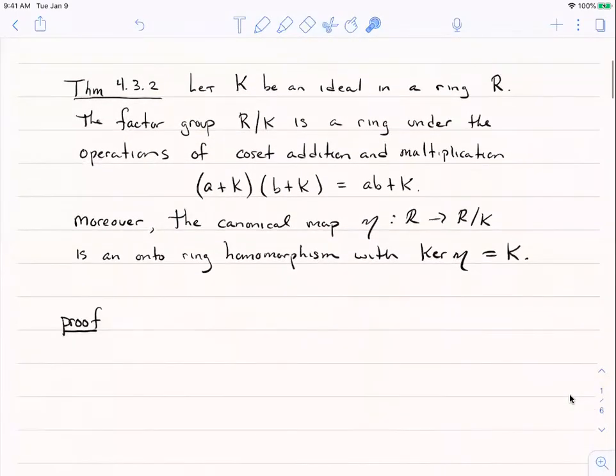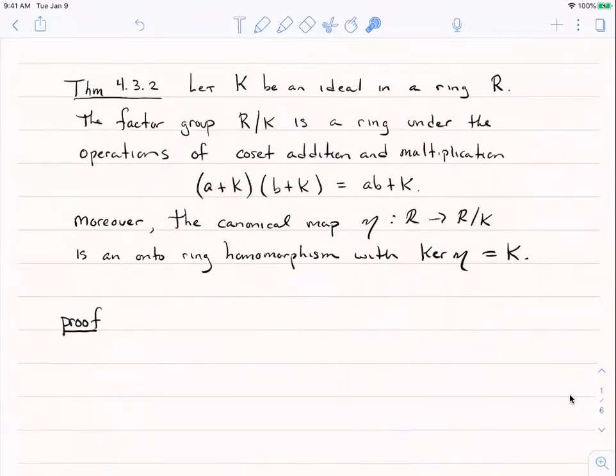Here you're looking at the statement of theorem 4.32. Again, it looks pretty intimidating. It's got a lot of hypotheses, but let's just kind of try to walk through it. So the ingredients of it are you give me an ideal in a ring R. I've already mentioned, I'll write some of this down, but that ideal is a normal subgroup. So I can talk about the factor group R over K, and that factor group already has an operation called coset addition that we know is well defined.